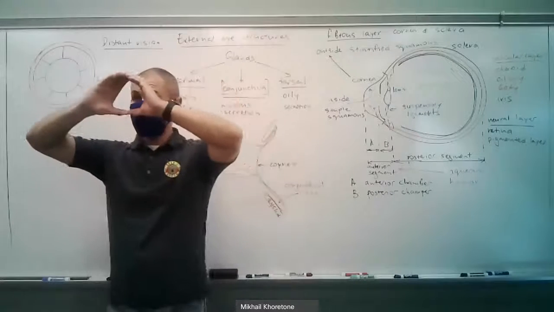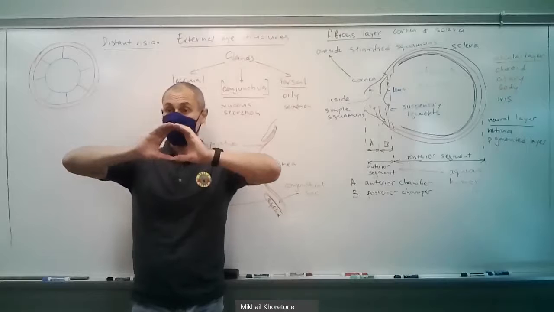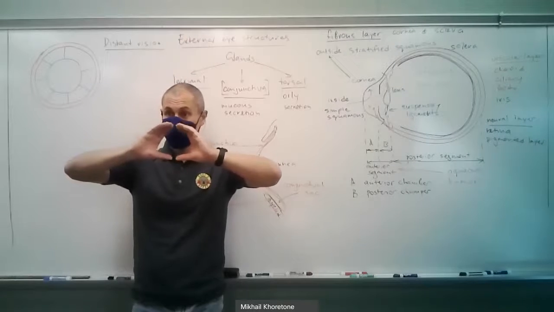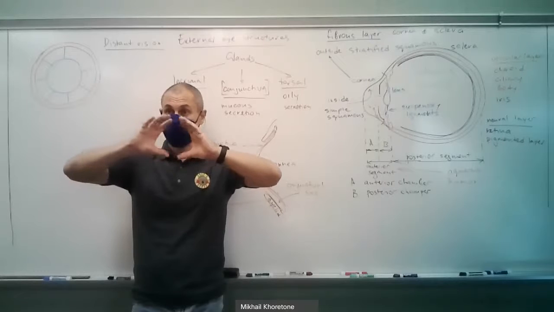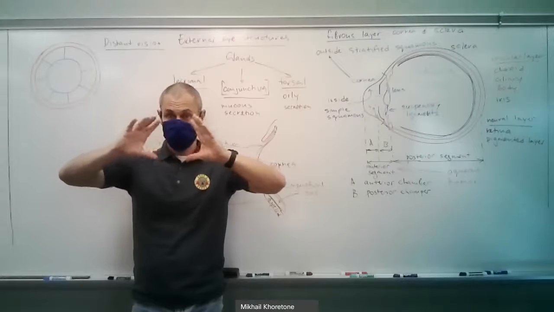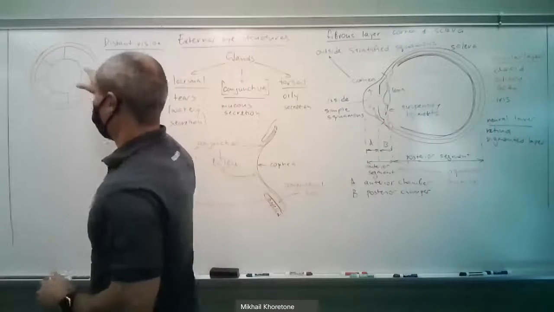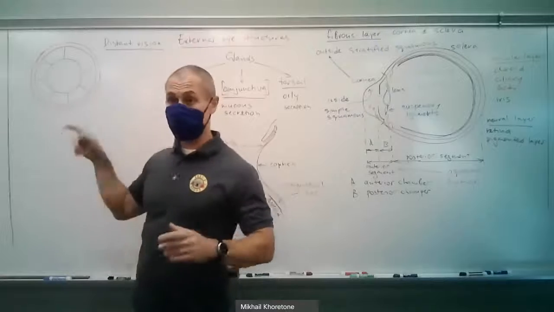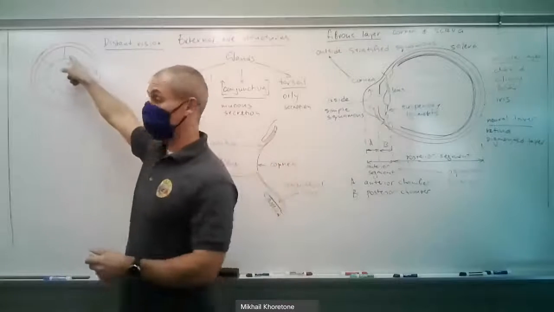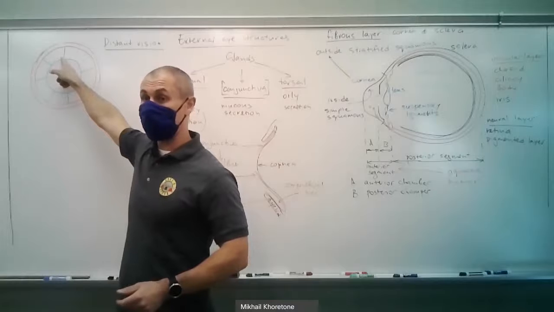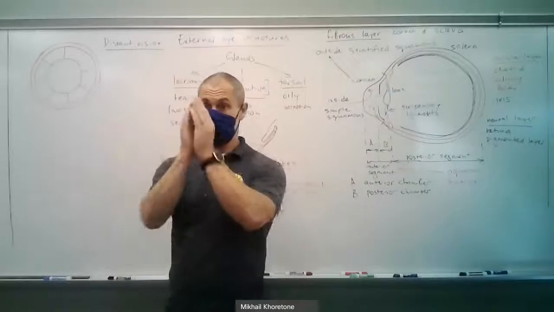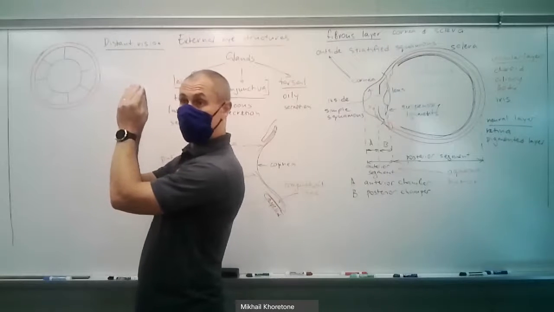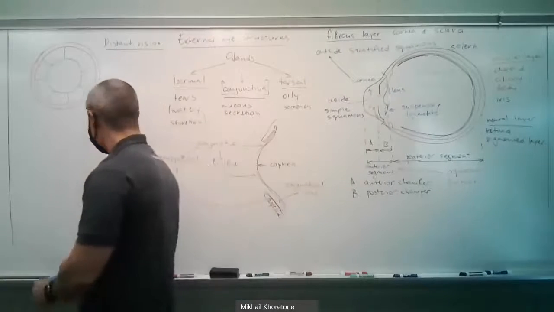If that's the circle, and we say that circle is longer, what happens to the diameter of the circle? It increases. Makes sense? So as the ciliary muscle relaxes, the diameter of the circular muscle increases, and those ligaments, the suspensory ligaments, start to pull on the lens in the center. And as they pull on the lens in the center, the lens flattens.